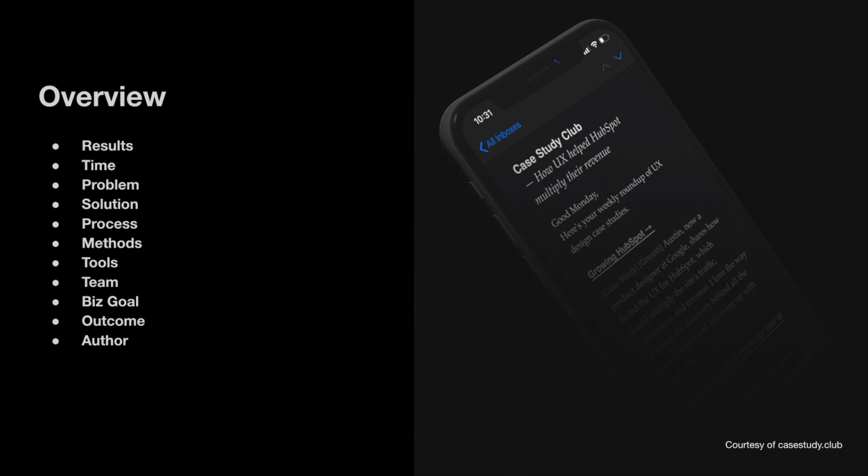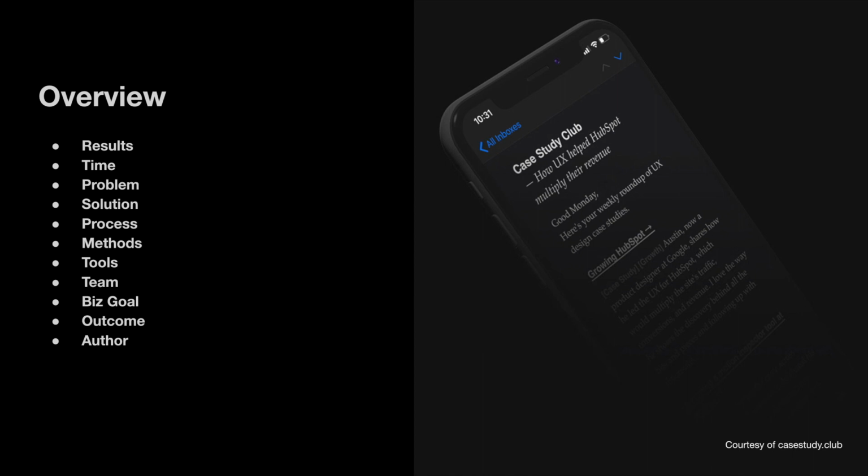Here we need you to have a synopsis, an abstract at the beginning of your case study, where you're going to give us the quick glimpse, spilling the beans, before we dive into the story. This is super important because this is often what hiring managers are looking for. They only spend seconds on your landing page for your case study. So here is the time to spill the beans: tell the results, the time duration, the problem, the solution, the process, the methods, the tools, the team, how many, the business goal, the user outcome, and don't forget to give yourself some props as the author of this case study.